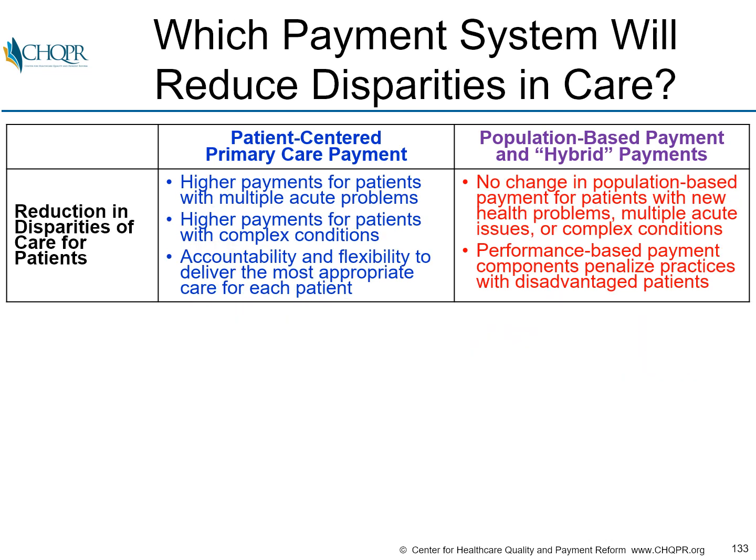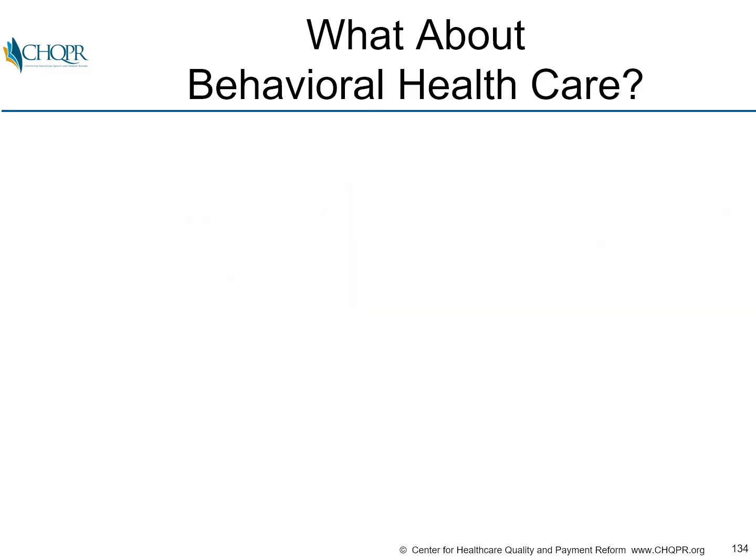Patient-centered primary care payment would also be much more effective than other systems in addressing disparities in care, since it pays higher amounts for disadvantaged patients if they have more acute problems and more complex conditions, and it provides flexibility to deliver care in different ways. What about behavioral health care?